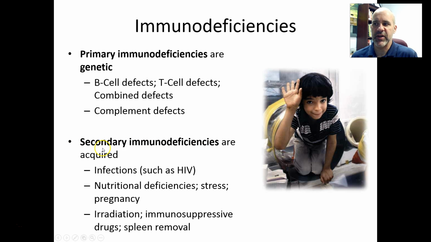Secondary immunodeficiencies are acquired. Probably the most famous example would be HIV, human immunodeficiency virus. This kills your helper T cells, which cripples a great part of your immune system, since those helper T cells are so vital. They help B cells make their responses. They help other T cells make their responses. They stimulate your phagocytic cells to do phagocytosis better. So when you lose those cells, you're in big trouble.